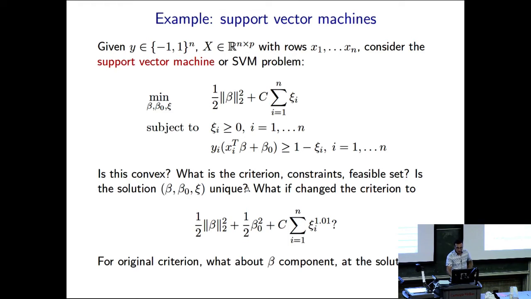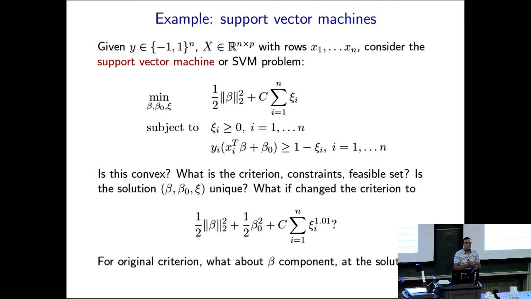Now, coming to a bit more interesting and challenging questions. Is this triplet unique? Beta, beta 0, c. This is my optimization variable, when I concatenate it into one big variable. Is it unique?